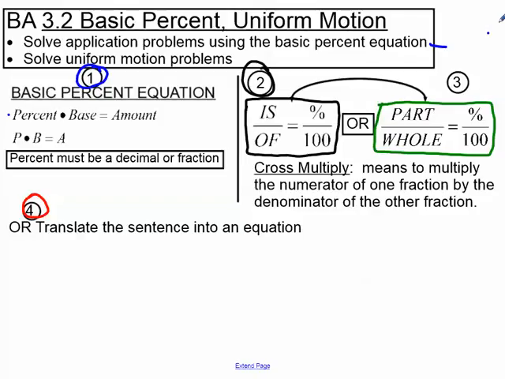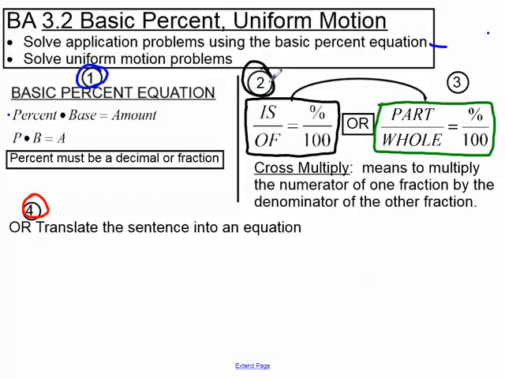All right, so again, we're going to have some more examples of basic percent. To solve basic percent equations, number one is on the left. The basic percent equation given by the textbook is percent times the base equals the amount. The percent here has to be a mathematical percent, so 50% would have to be converted into 0.5 here.